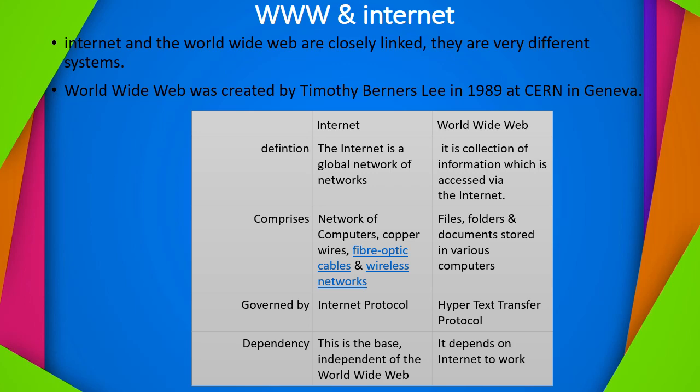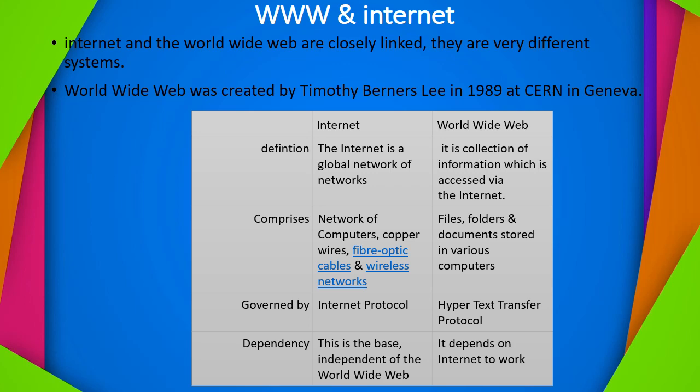And internet means a network of networks, a network of connections among the systems. That is the internet. With the World Wide Web, we are getting the information through the net. The internet comprises computers, copper wires, everything. And the World Wide Web is the information, so it is files and folders stored in the computer.